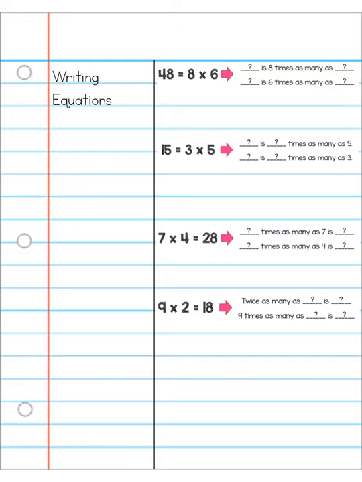This next example says 9 times 2 equals 18. The first statement says twice as many. Remember, twice means 2 times. So 2 times as many as, it's going to be 9, because it would take 2 equal groups of 9 to make 18.